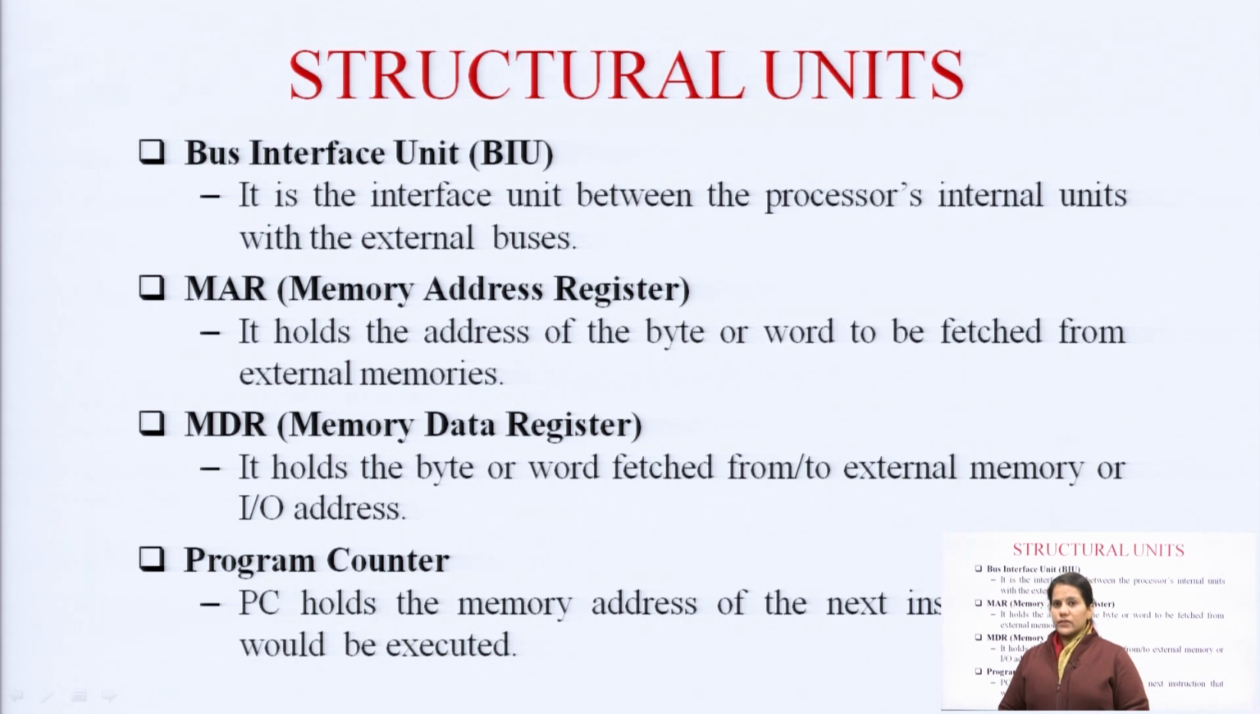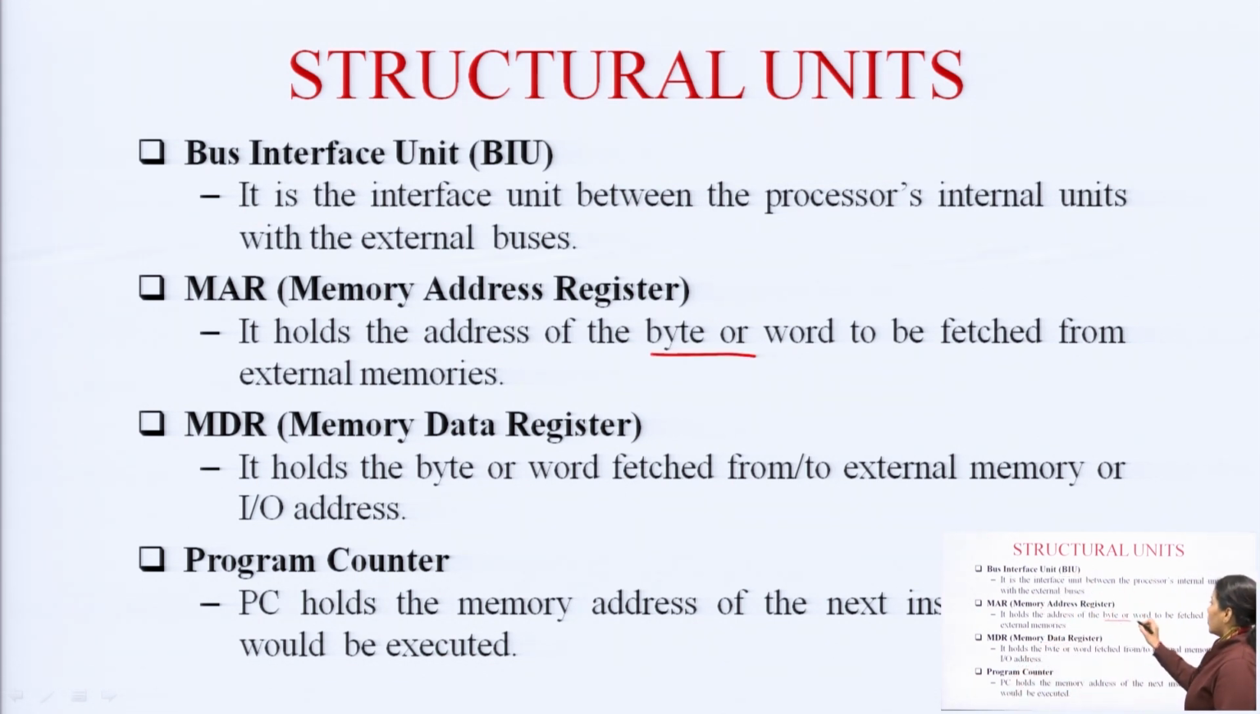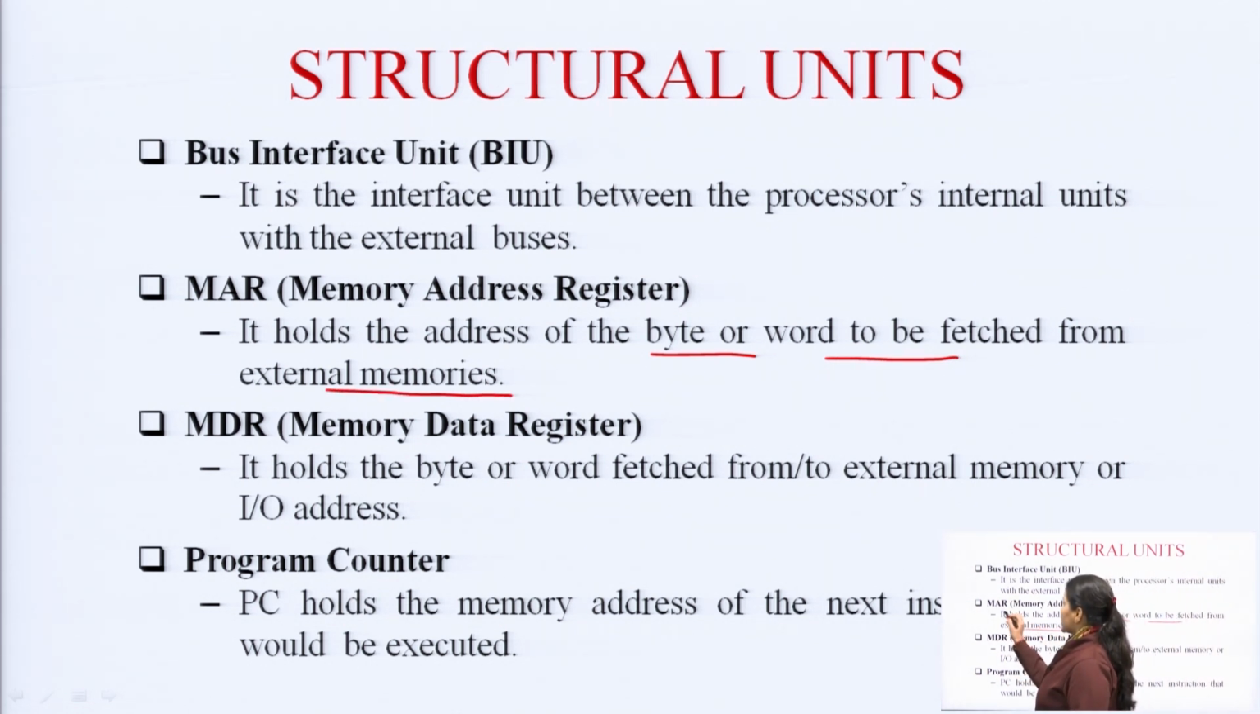MAR is memory address register. It holds the address of the byte or the word to be fetched from the external memories. So, as the name suggests, it is related to the memory addresses. MDR, memory data register, will contain the byte or the word fetched from or to the external memory or the input output address. So, this is the role of the memory data register, which will contain the data bytes or the words.